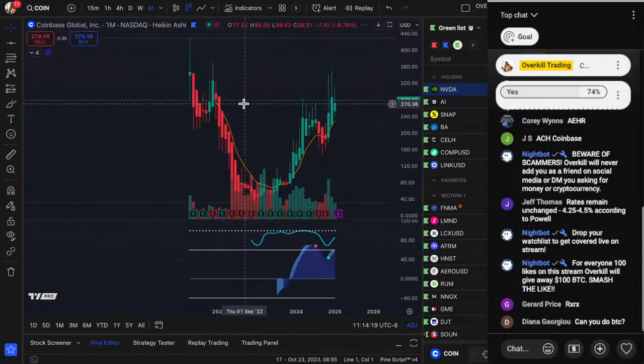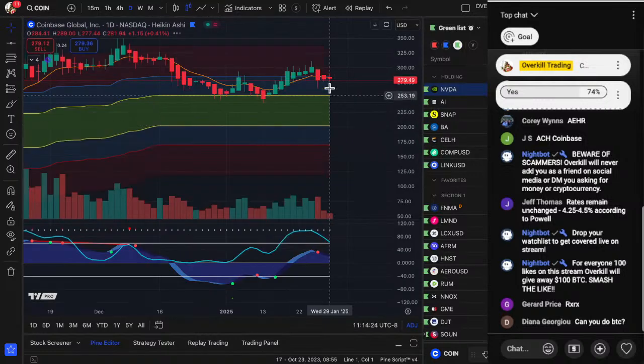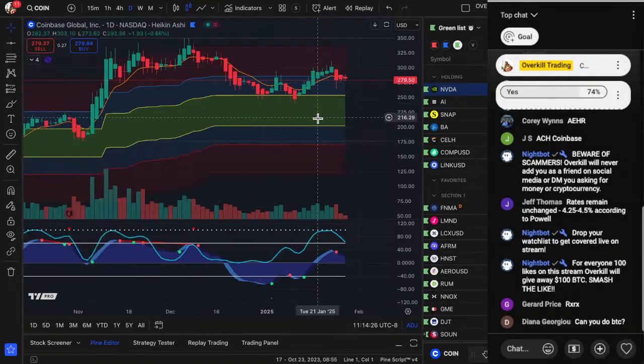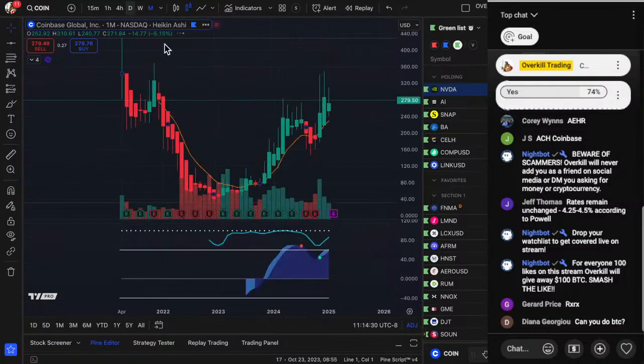This one's still green on the monthly, still pointing up. The direction is still in our favor on Coinbase. We got a little pullback here from 300 down to 275. So this is one I'd be looking to buy on the next daily dot, as long as this monthly dot remains green, and I think it will.